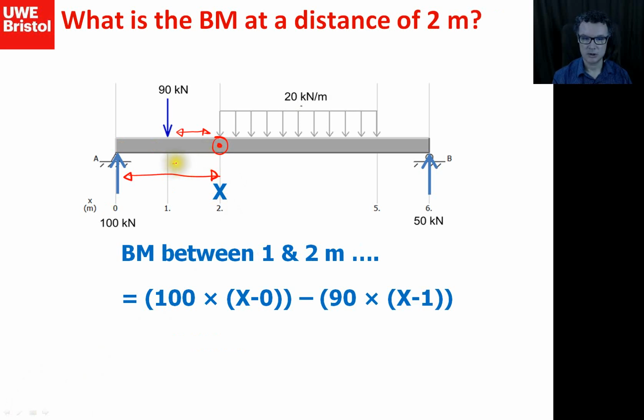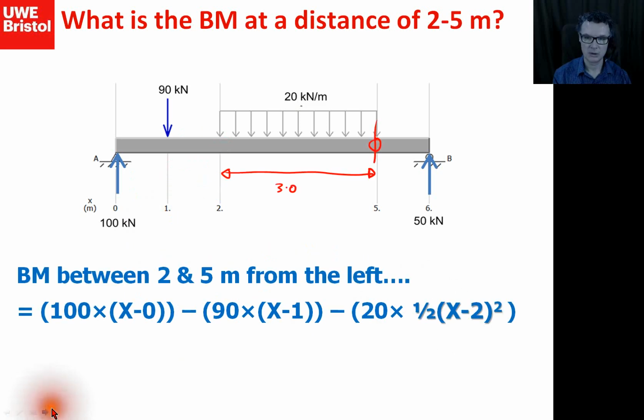Then when you come to this region here, you can carry on and do the same sort of rule. So where is the position of that 90 force? It's at x equals 1. So we're going to do x take away 1. I can put it all in a bracket. And then when we go between the UDL, we're going to have 100 times x, open bracket, x take away 0, close the bracket. Then we're going to have minus 90, because that's coming down, times x, open bracket, x take away 1, because that's where it's located, close the bracket.